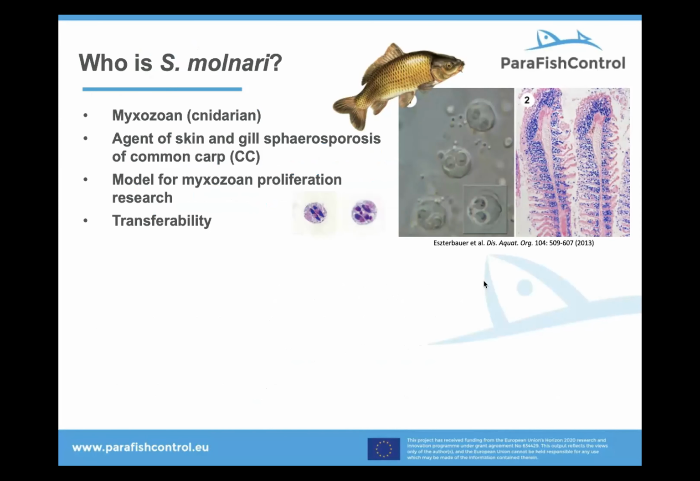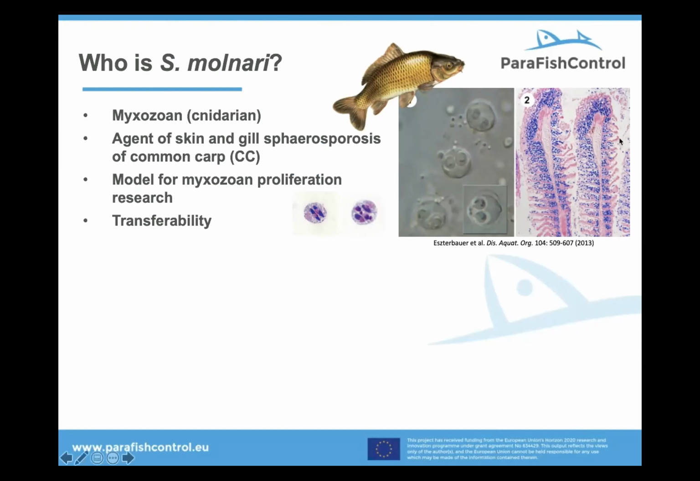So who is Sphaerospora molnari? Not all of you may know this parasite. It's a myxozoan, the same as Enteromyxum leei or the famous Tetracapsuloides bryosalmonae. It causes serious pathological changes especially in the gills, but also the skin of common carp.